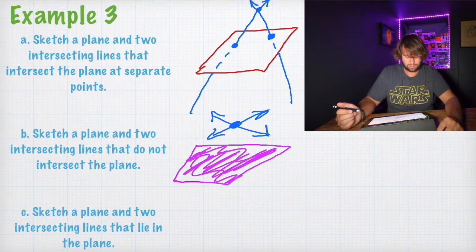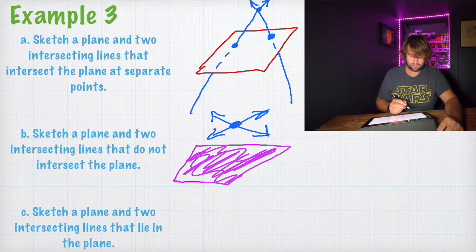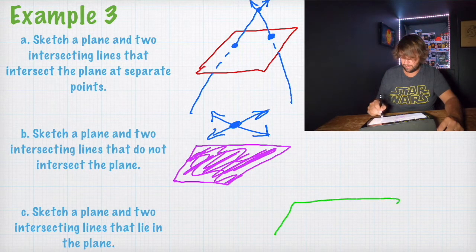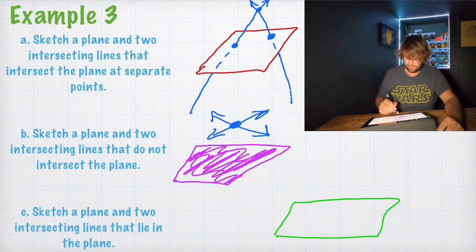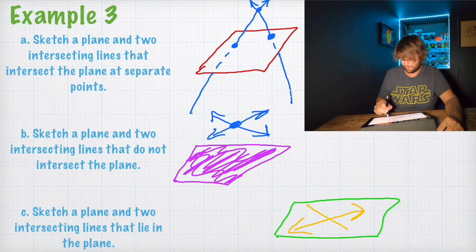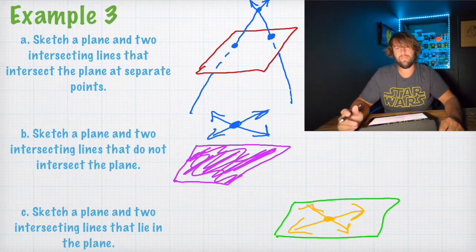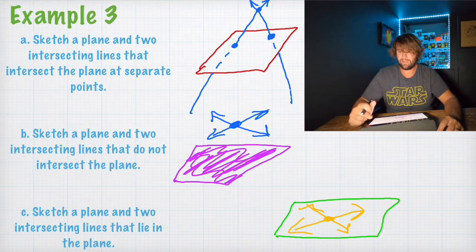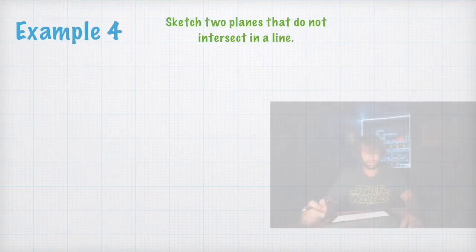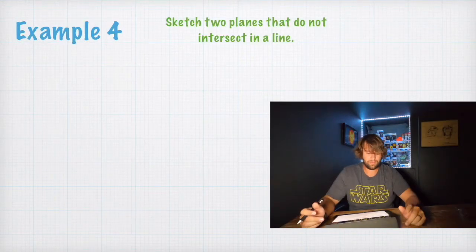Next, they want us to sketch a plane and two intersecting lines that lie in the plane. So lastly, we're going to draw one more plane, and then all you have to do for this one is pretty simple. Draw two lines that are on top of the plane that are intersecting each other. I hope that one was pretty easy. Let's go on to our final example.